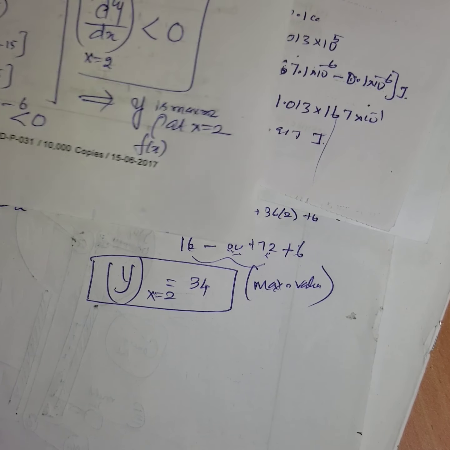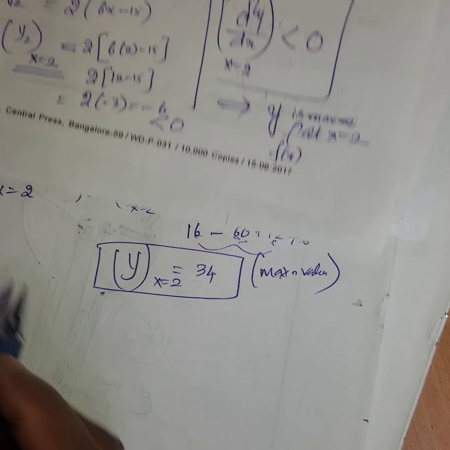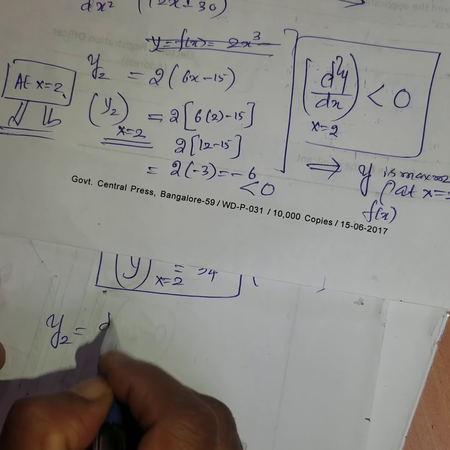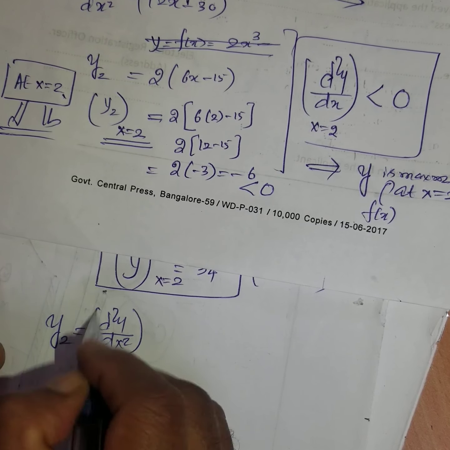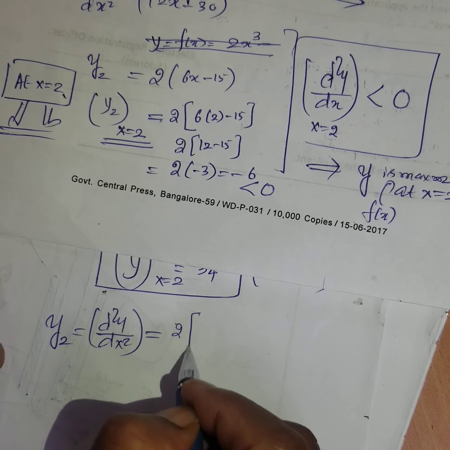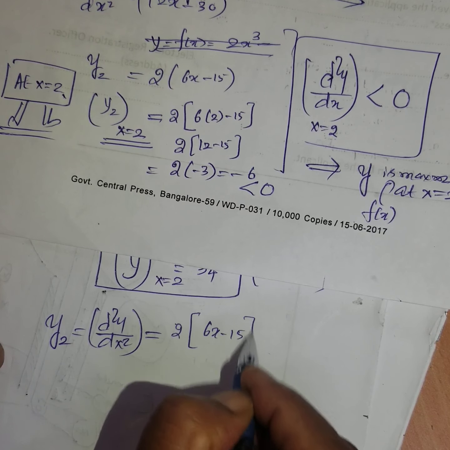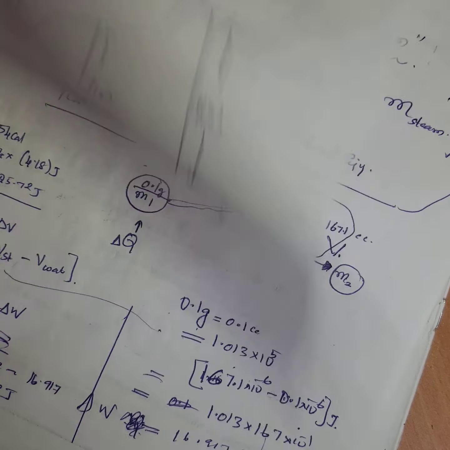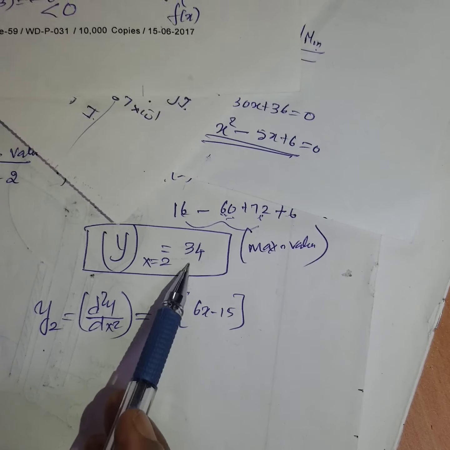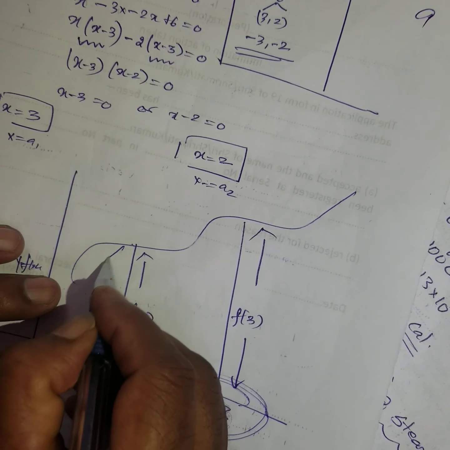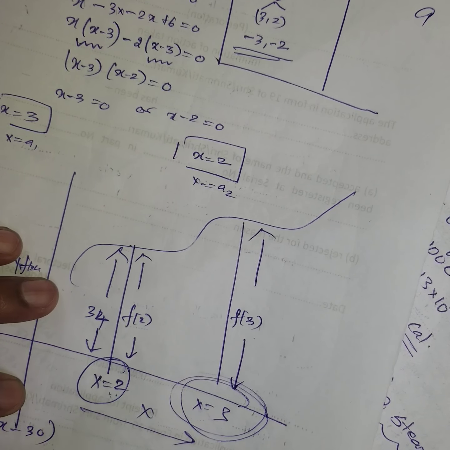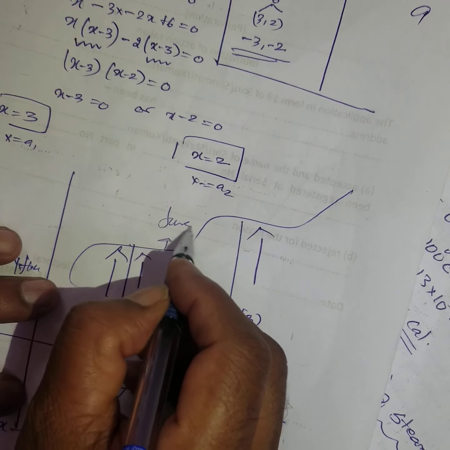Now what you have to do? This is a maximum value. Next, what is the second derivative? Second derivative means d²y/dx², which is 6x - 15, isn't it? Now check at this point. We got 34. See, 34. This height is 34, at x = 2. This pillar height is 32. This is f(x).